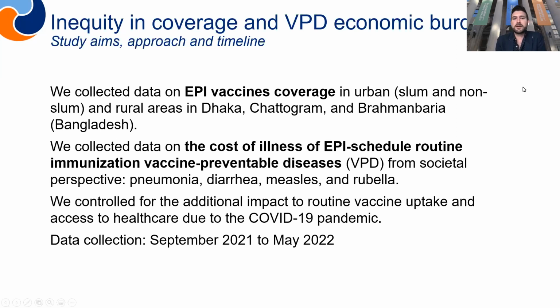We're also collecting data there on cost of illness. So coming over the summer will be the adaptation of this toolkit to look at the distribution and inequality of cost of illness resulting from vaccine preventable disease, rather than just the coverage of the vaccines associated with each disease. And we can control for different things like additional impact of routine vaccination uptake and access to healthcare within this study, because we have done facility-based surveys that can link directly with the individual level data.